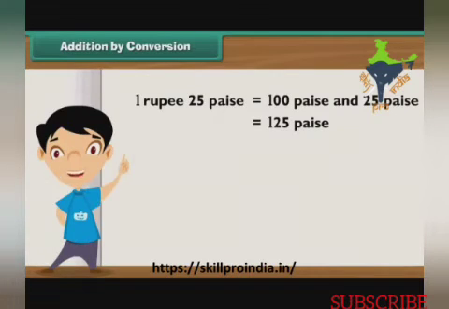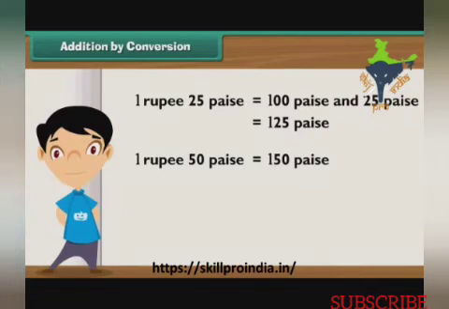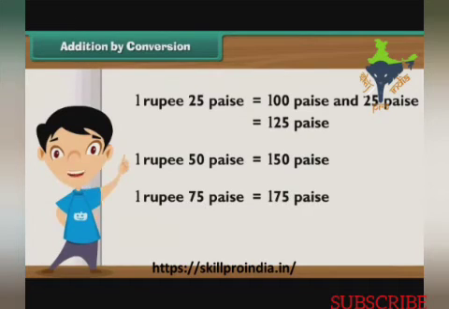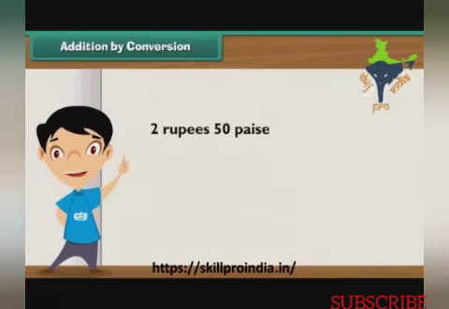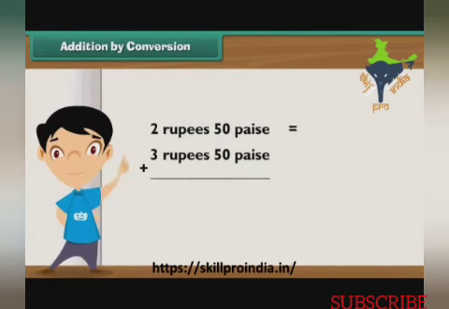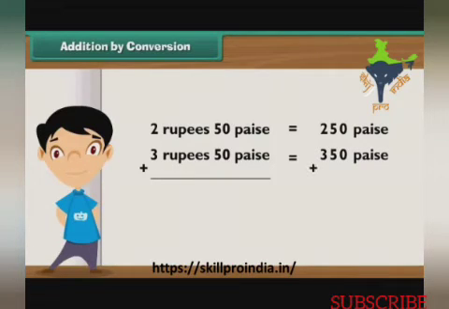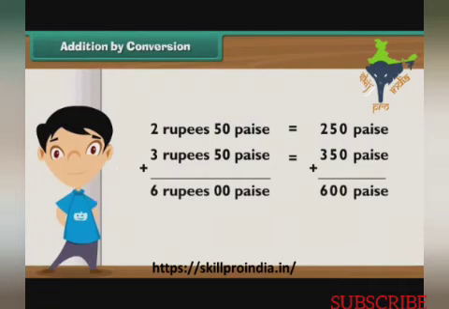By the same logic, 1 rupee 50 paise is equal to 150 paise. 1 rupee 75 paise may also be represented as 175 paise, and 2 rupees 75 paise is equal to 275 paise. Let us add 2 rupees 50 paise and 3 rupees 50 paise. 2 rupees 50 paise is equal to 250 paise. 3 rupees 50 paise is equal to 350 paise. So, we add 250 and 350 paise, which is equal to 600 paise.